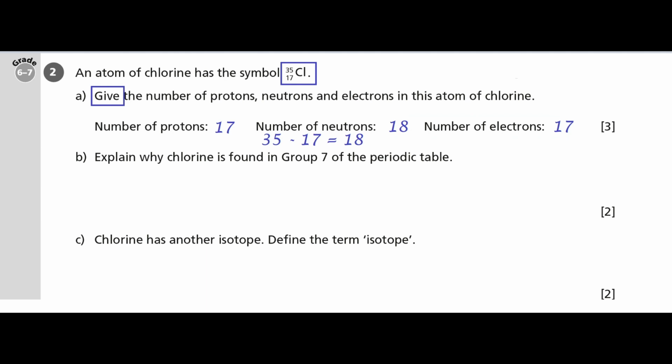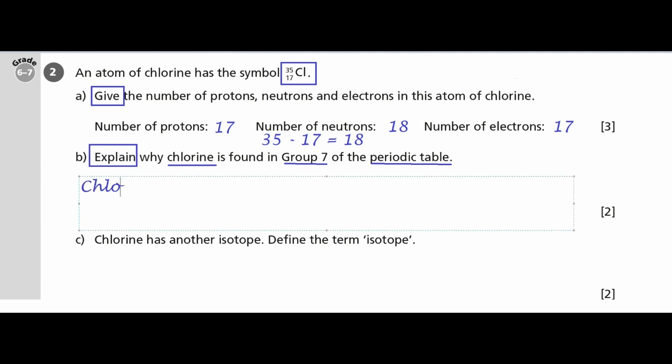Explain why chlorine is found in group 7 of the periodic table. The command word is explain. Key information that the examiner has given me is that chlorine is in group 7 of the periodic table. So that key information I've underlined so I can look back on it. So why is chlorine in group 7 of the periodic table?